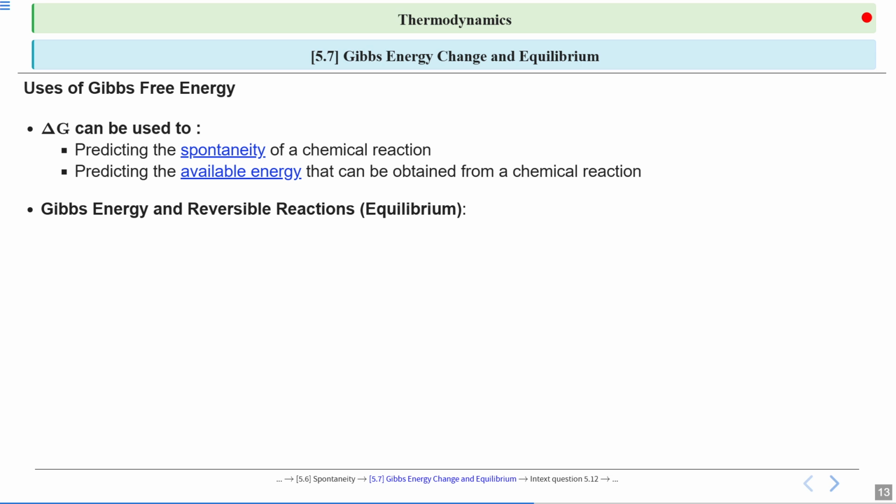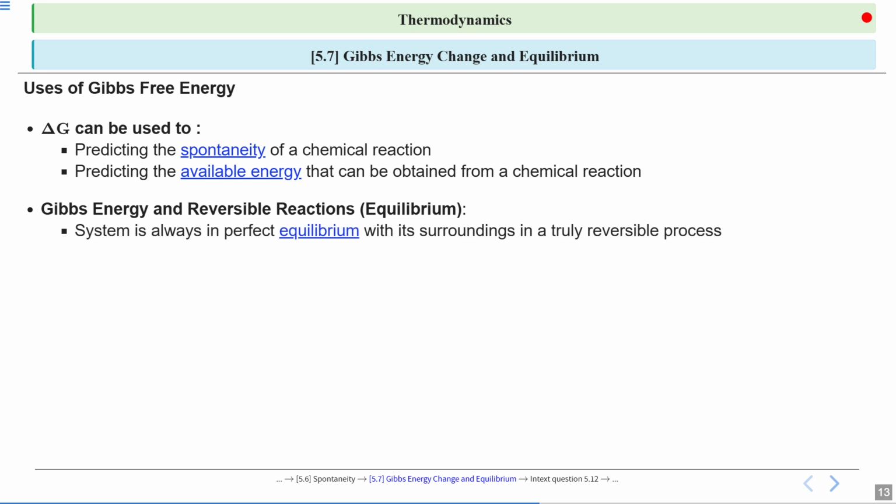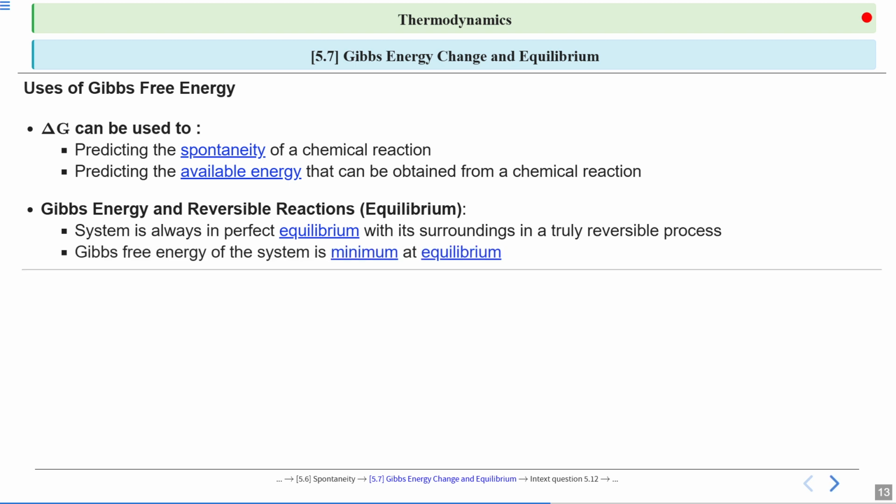Then what about Gibbs free energy and reversible reaction? So this is very important. This relation will also be encountered in the next chapter, which is equilibrium. If a system is always in perfect equilibrium with the surrounding, it is a truly reversible process. It is the basic requirement of the reversible process. We know it very well. Now, if you want to keep the reversible system at equilibrium, then you need to keep the Gibbs free energy at minimum value.